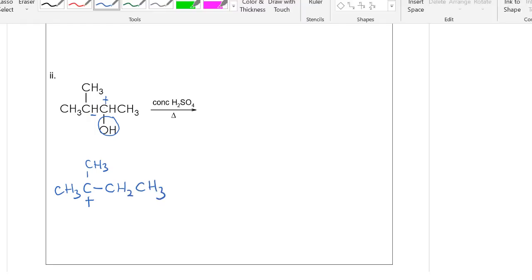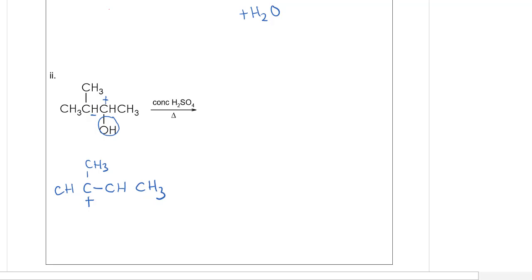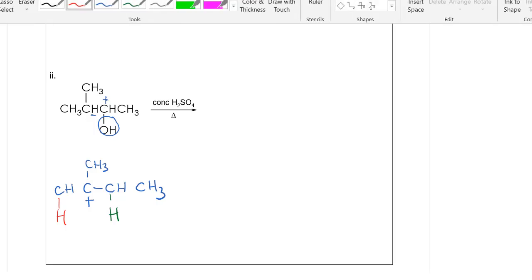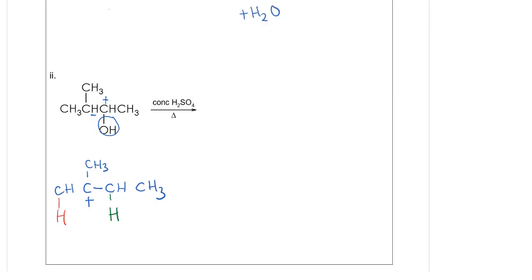Okay, so right now, if I remove secondary hydrogen, which is this one, it will form a double bond here, which is the major product. If I remove primary hydrogen, it will produce the minor product again.